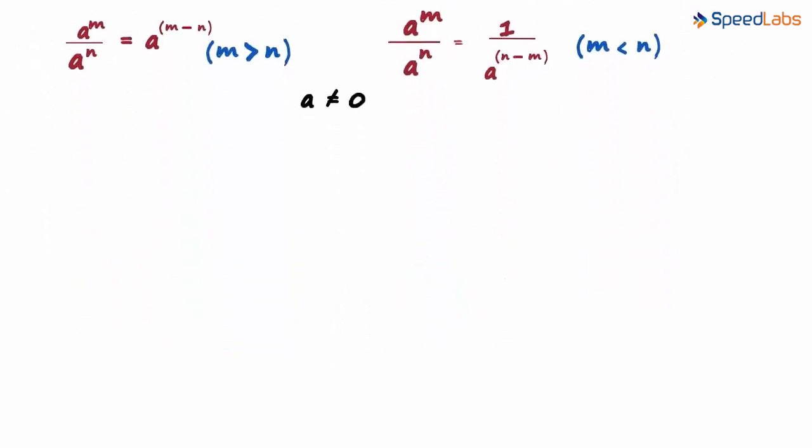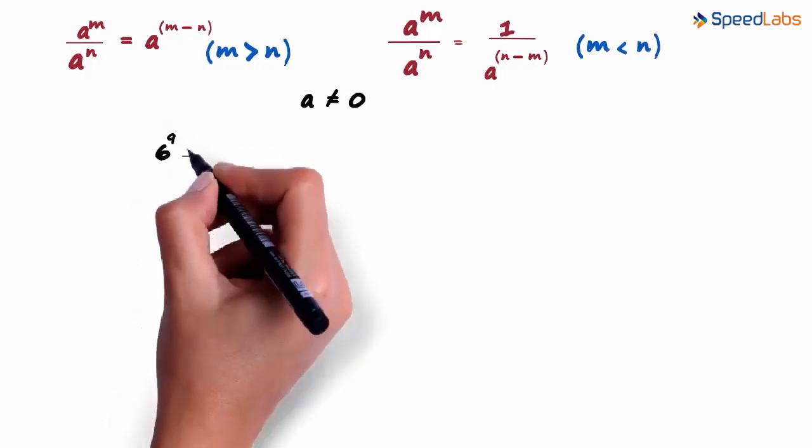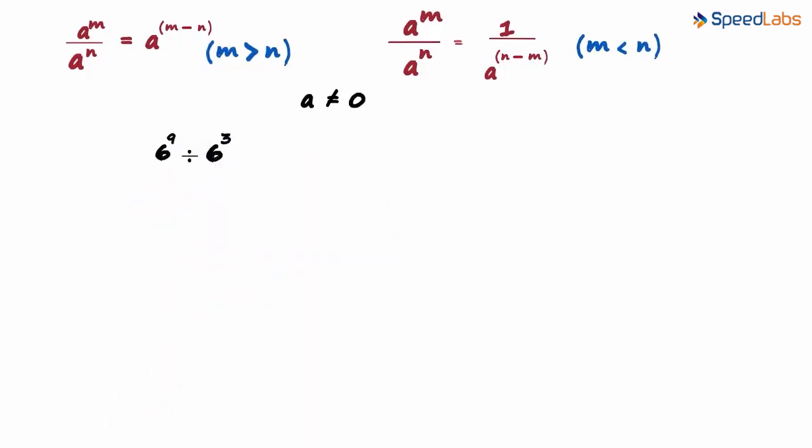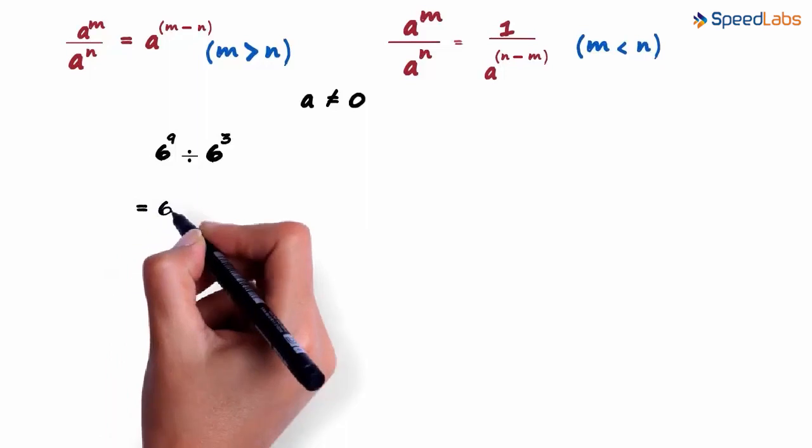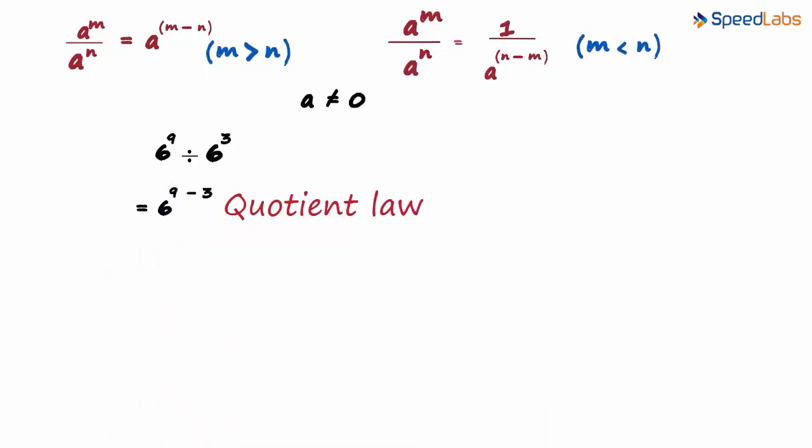Let's try solving 6 raised to 9 divided by 6 raised to 3. In this case, the base is the same and the exponent of the dividend is higher. So we are looking at the first case here. Hence, we write this as 6 raised to 9 minus 3 using the quotient law. That gives us 6 raised to 6.